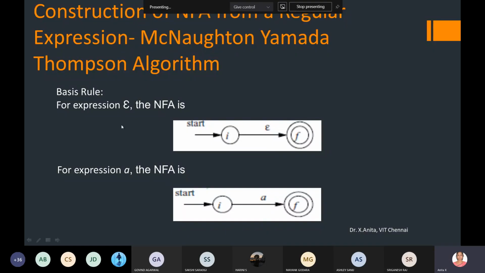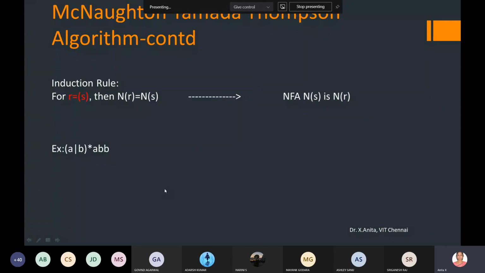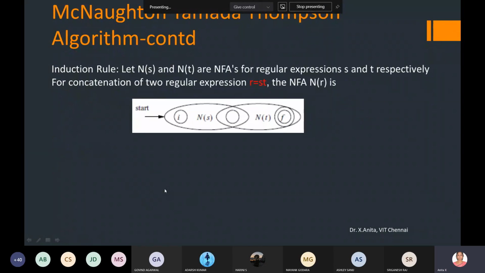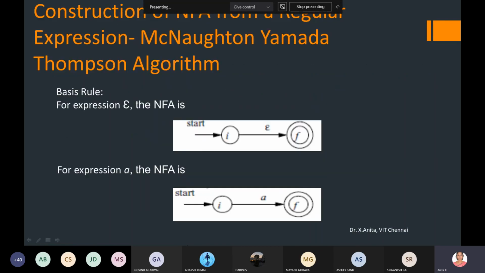So base, in the sense, base is nothing but if the regular expression is having only the input symbol, right? So no operators are involved, right? So in that case, if there are no operators involved, we'll be following the basis rule, and then we have seen rules for the operators, which is the induction rule, right?